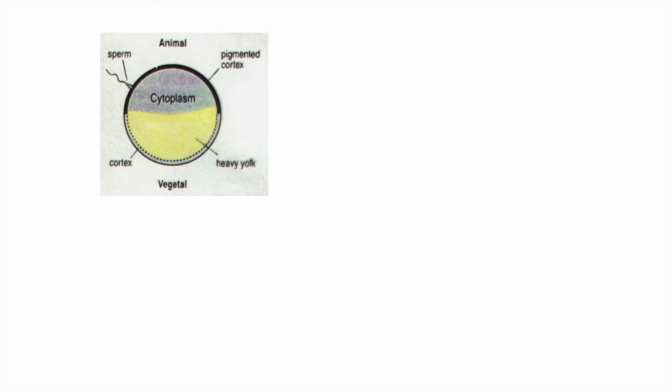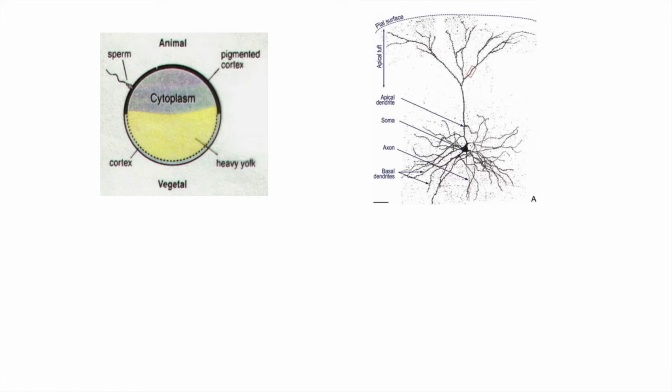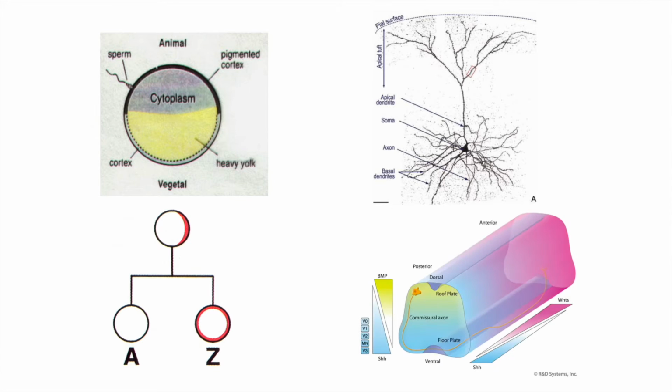Asymmetry plays an incredibly important role in development and is a theme that has come up numerous times over the course of this class, whether it takes the form of an egg with an animal and vegetal pole, a neuron with distinct apical and basal structures, asymmetric cell division, or differing concentrations of morphogens at different parts of the body. Asymmetry is a critical feature in a developing organism.